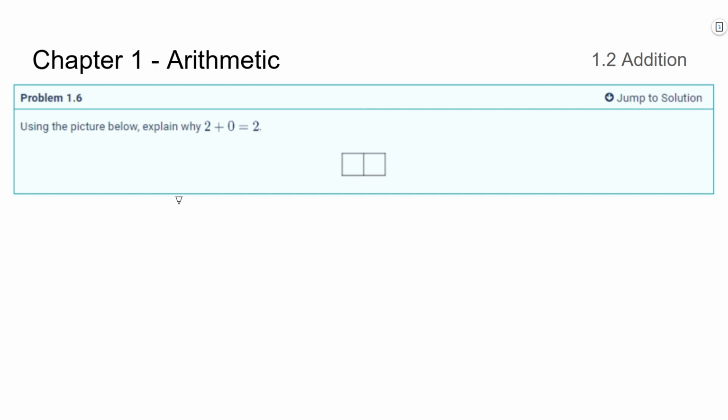All right, so using the picture below, explain why 2 plus 0 is 2. So this one's pretty simple. If you have 2 of something, and then you add none of something, then you still have the 2 of something. This is something that we're going to talk more about a little bit later, but know that if you add 0 to a number, then you get the same number back. And that's an important fact that we're going to have to use for things when we get into algebra.